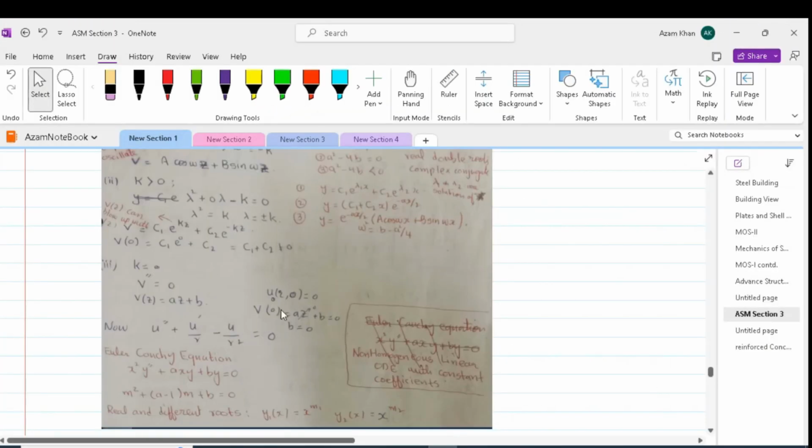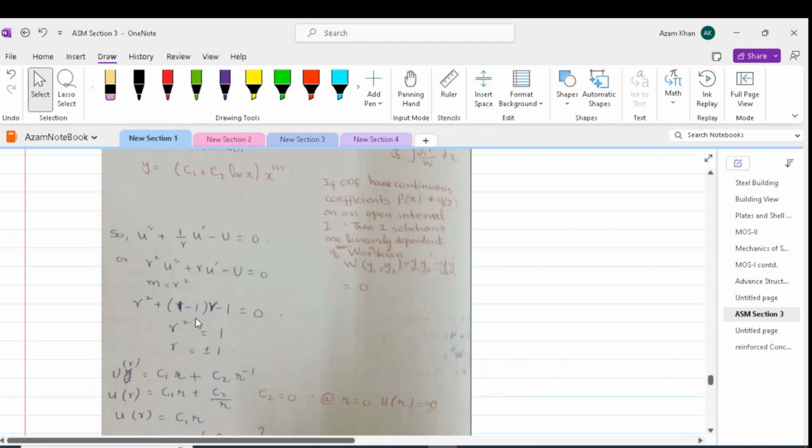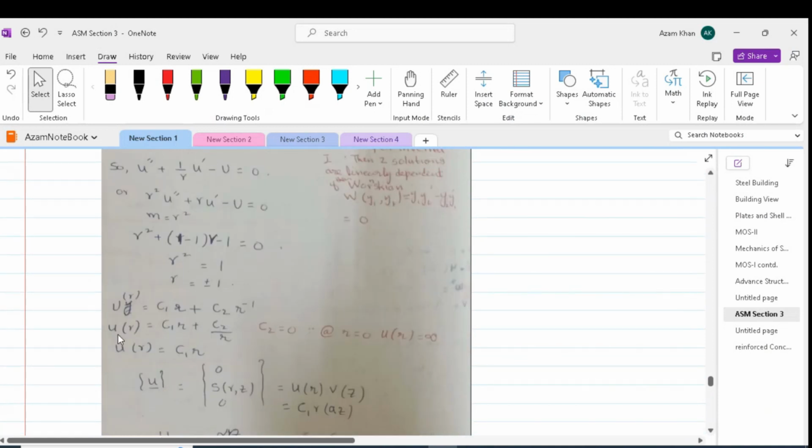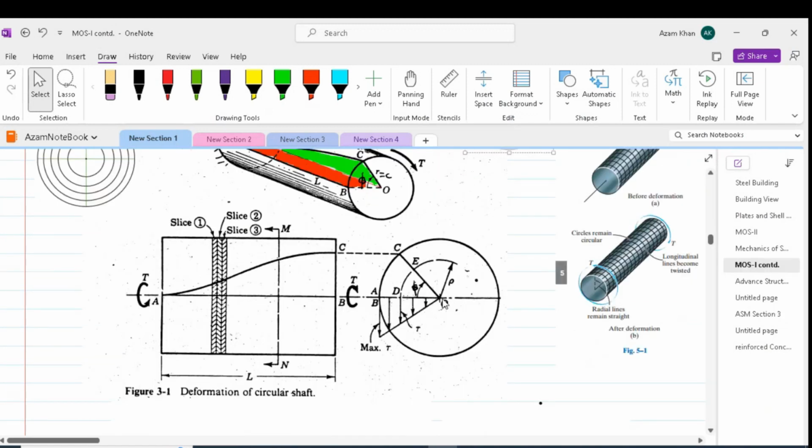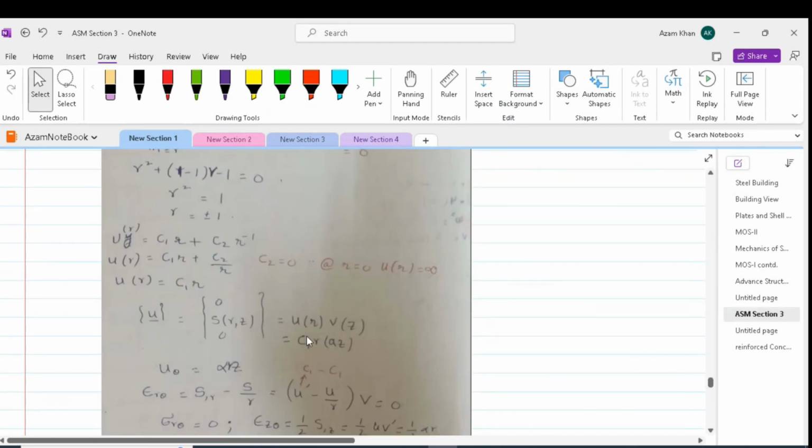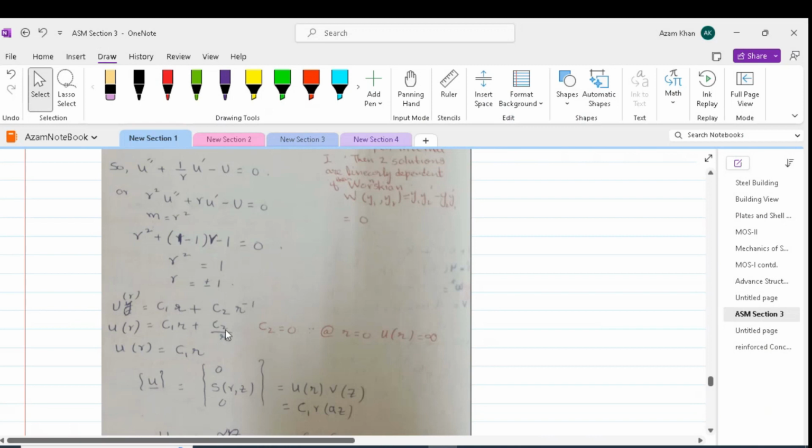In our case, we can again have a characteristic equation, and we will find a real double root. We plug the value in our u of r, and we find that our u of r is equal to c1 r plus c2 by r. Now, the displacement u along r is shown over here, and that should be varying linearly, 0 at the center of the circle and reaching maximum at the surface. According to this equation, if we put r equal to 0, we will get infinite.